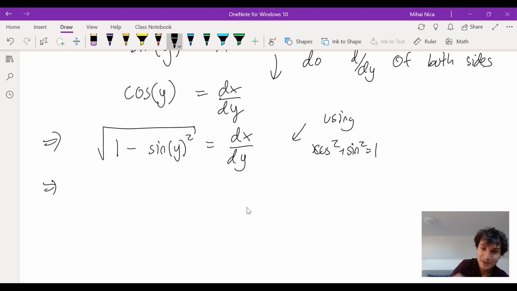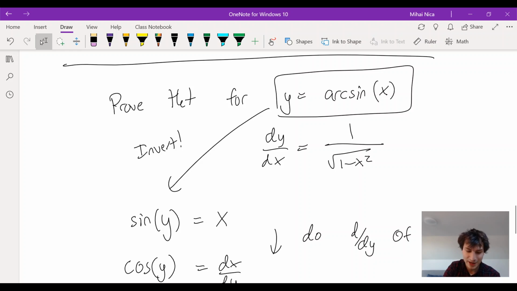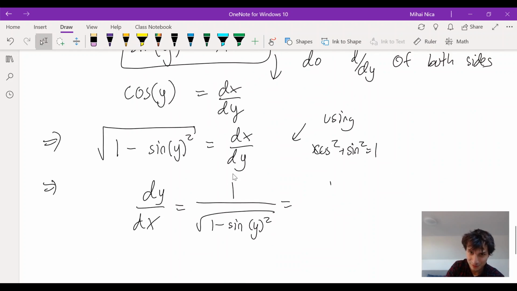So therefore, flipping it upside down, dy dx is equal to 1 over the square root of 1 minus the sine of y squared. Okay, very last step, the sine of y, that's equal to x. So here we go, replace sine of y with x: 1 over square root of 1 minus x squared. That's the proof. dy dx equals 1 over square root of 1 minus x squared.